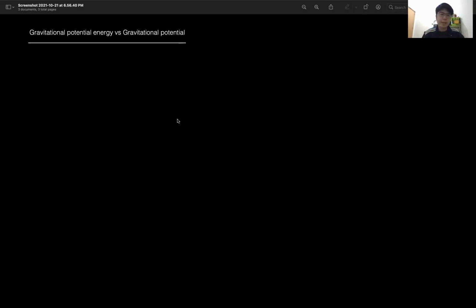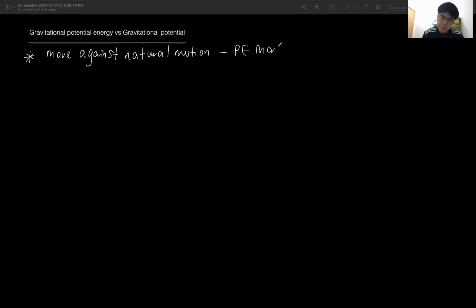Okay, two things to take note of here. First, when I move an object against its natural motion, the PE increases. And if I move with the natural motion, okay, I do not touch it, the object moves by itself in its natural motion in the gravitational field, then the PE will decrease.